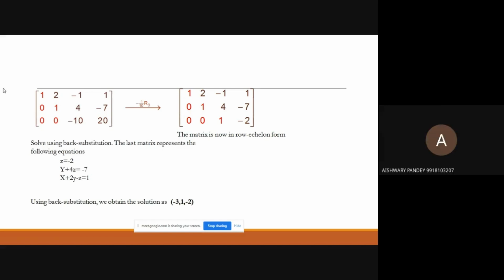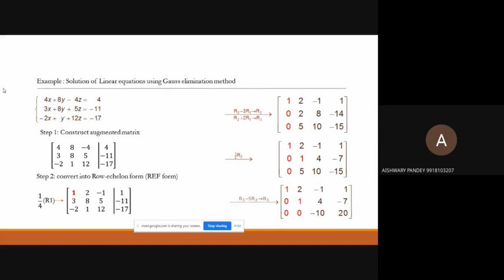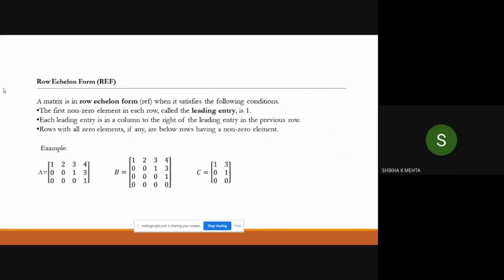Properties, row echelon. Okay, so see what we are seeing is the first non-zero element in each row. This is called the leading entry. That means it is mandatory that the leading entry will be 1, right? So in that case, the leading entry in the first row is 1. Here the leading entry means after all the zeros, right?